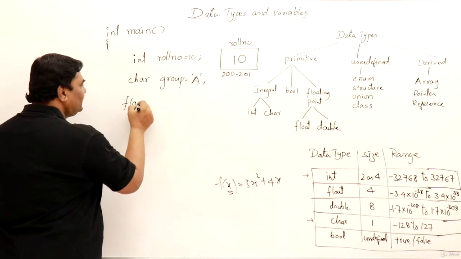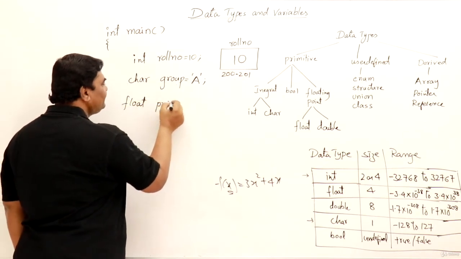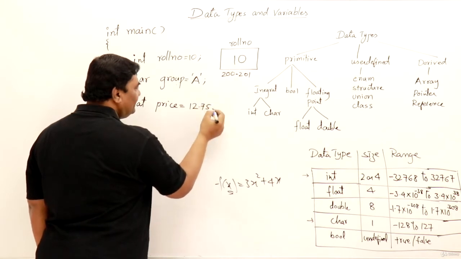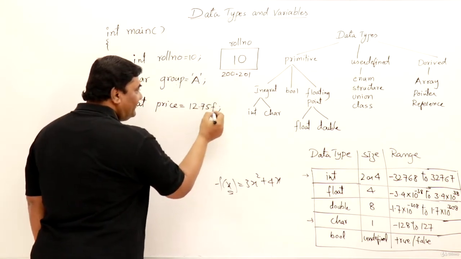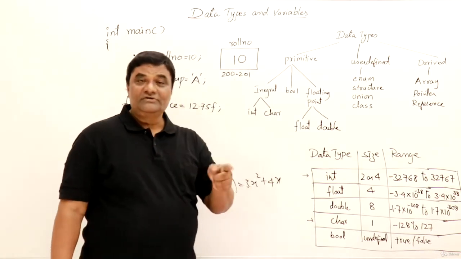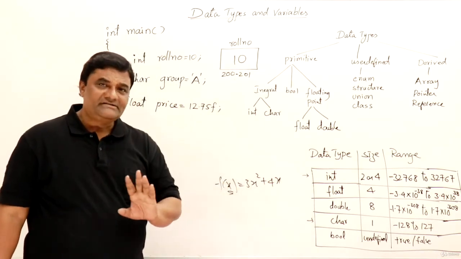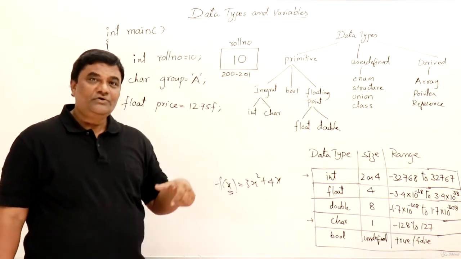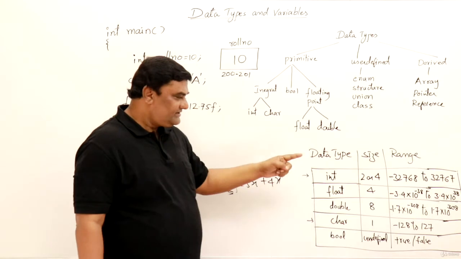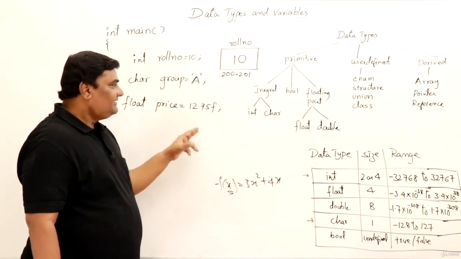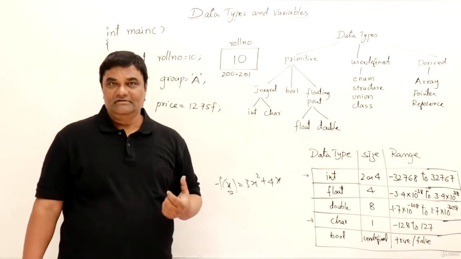So float data type, it is price, and I want to store $12.75, and better write F here. After the float number, you should write F to show that it is float. Though it is not compulsory, it is better if you write F. Otherwise, if you don't write F, it will assume it is double. By default, any number you write will be taken as double.